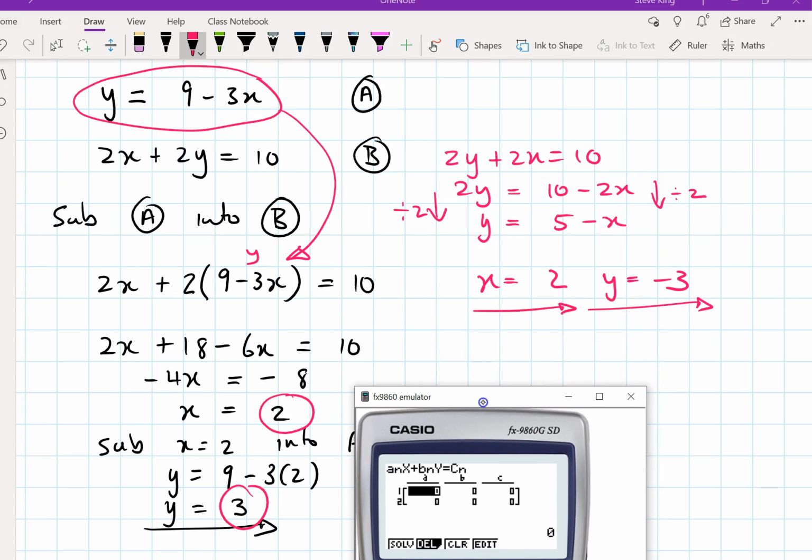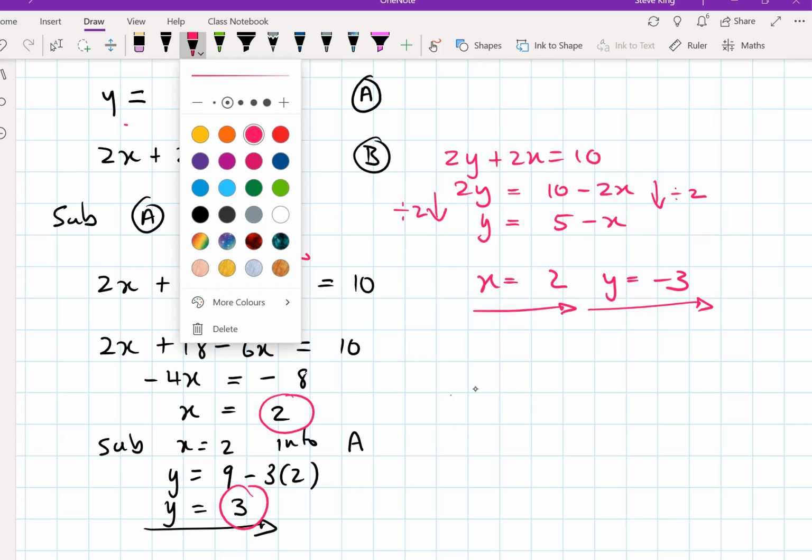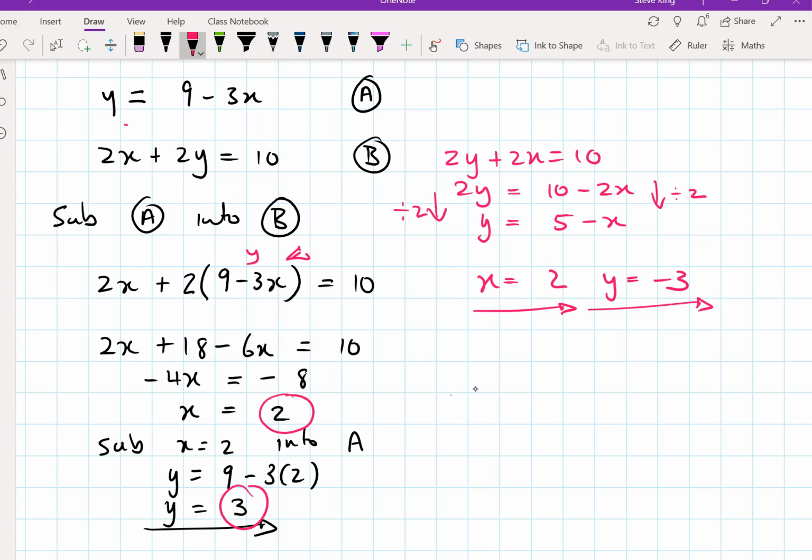Now, the equation B is in that right format, so that's all good. I don't have to worry about doing anything with that. But I do need to do something with the second equation. So I need to get all the x and y's over onto one side, and that's simple enough. All I have to do is add 3x to both sides. I'm going to add 3x to both sides, and I'm going to get y plus 3x is equal to 9.